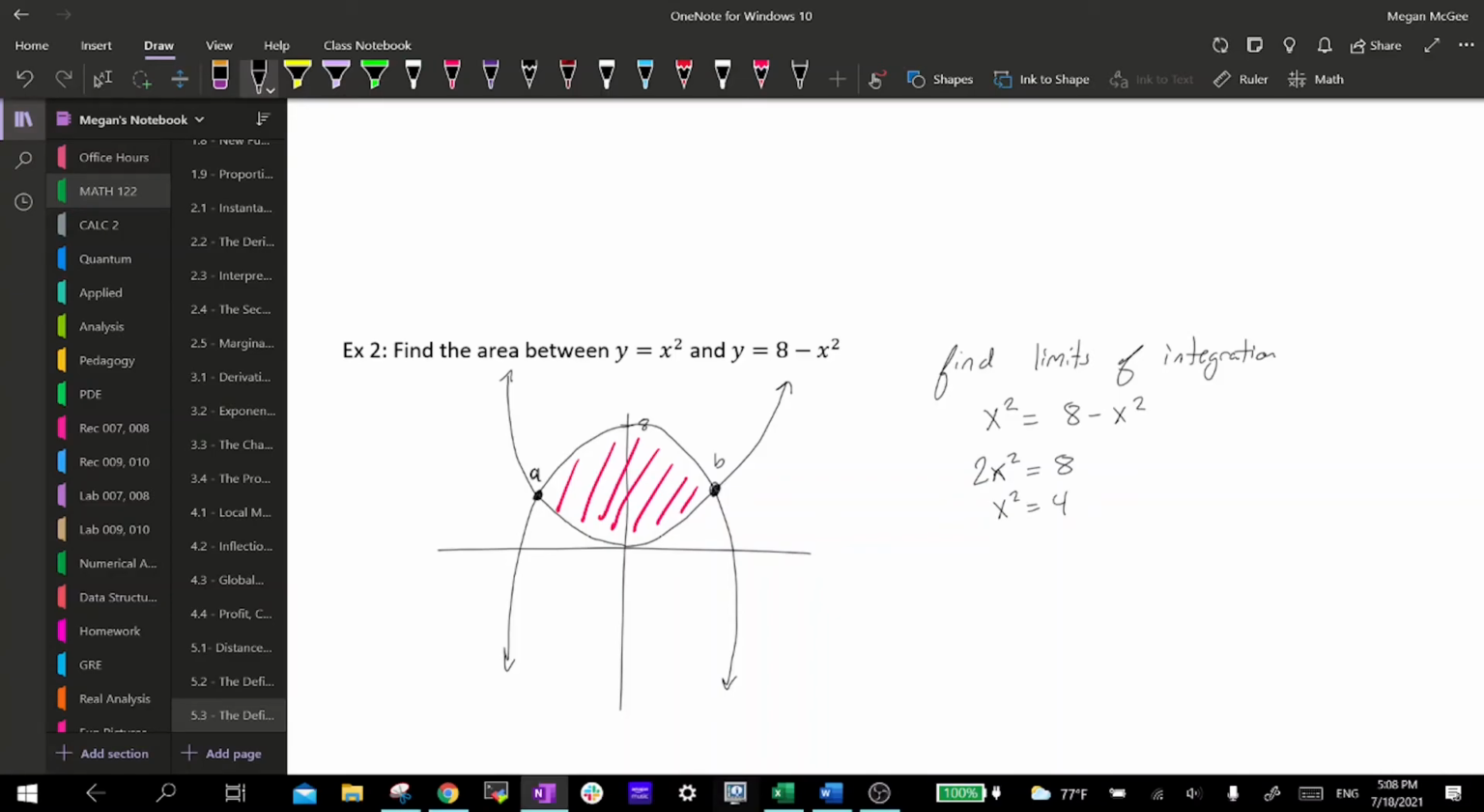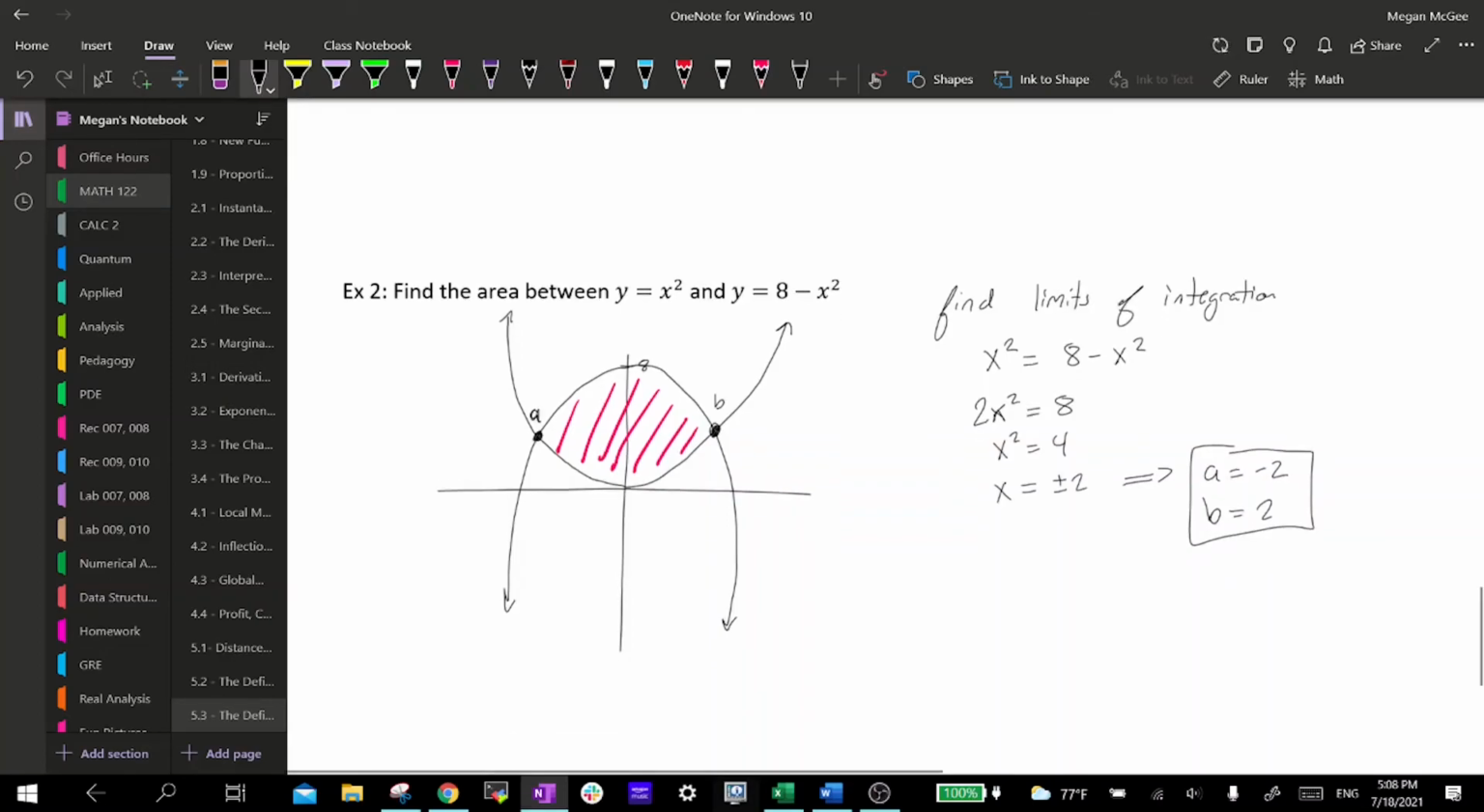And take the square root. And when we take the square root, we need both the positive and negative version, right? So we get x is positive and negative 2, which makes sense since we were looking for two different points, right? So this tells us a is negative 2 and b is positive 2. So these are our limits of integration.